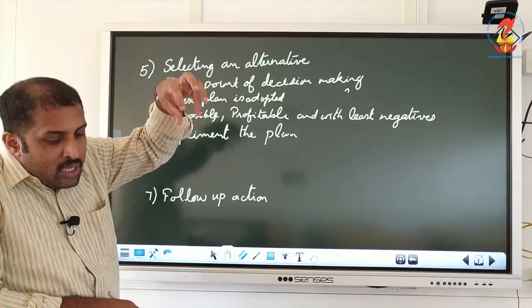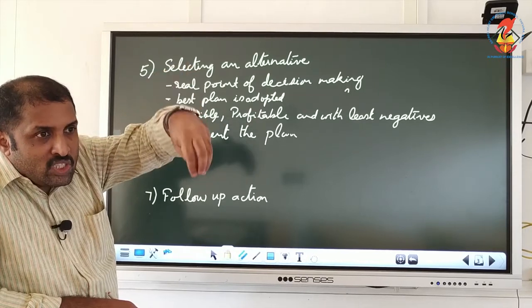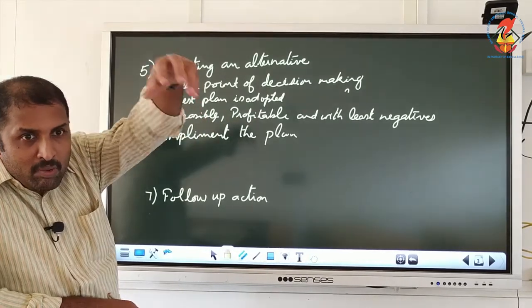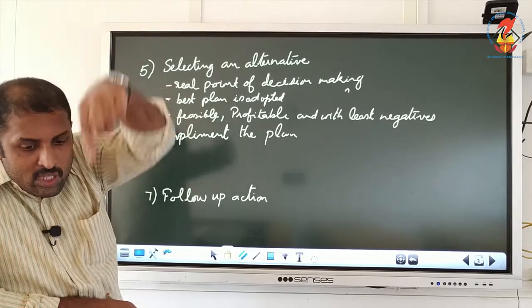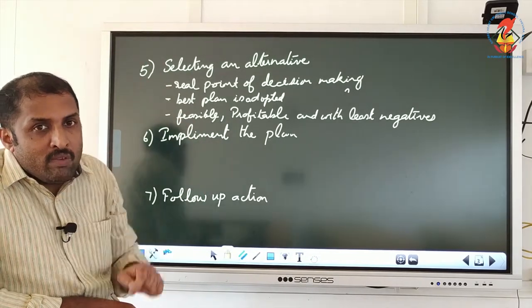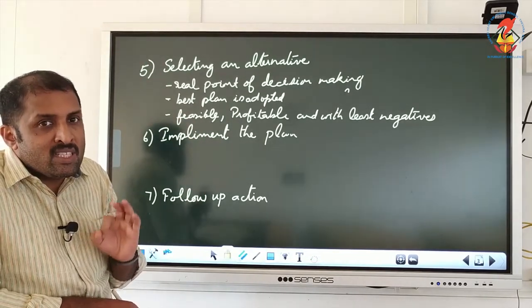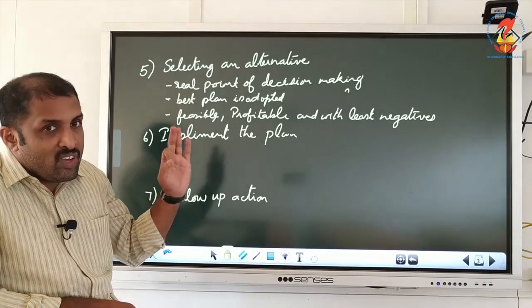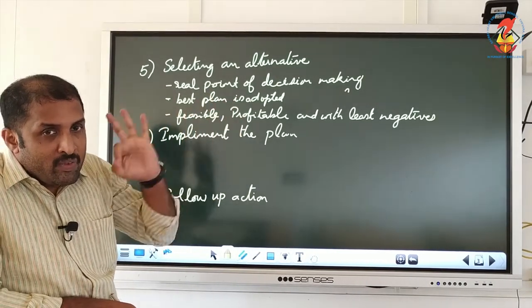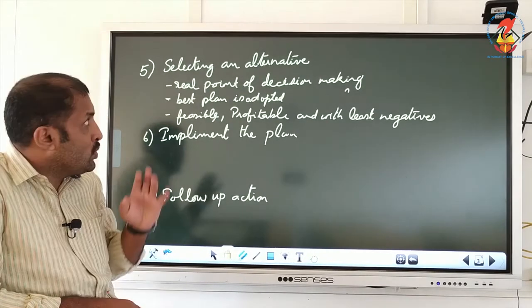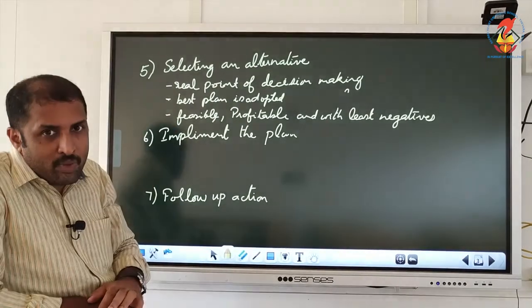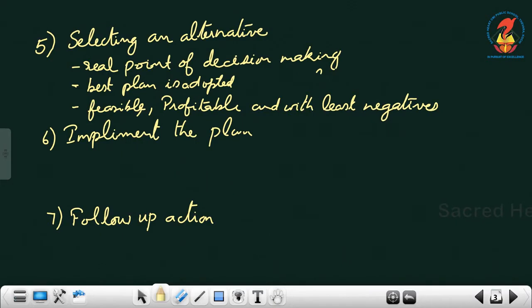So, in this step we make the decision: we will proceed from among the different alternatives, and this particular alternative we will select. The best plan is selected. That is why we say that this is the point of decision making. So, that is the fifth step. Coming to the sixth step, the next step is implementation of the plan. Implementation of plan means putting the plan into action.